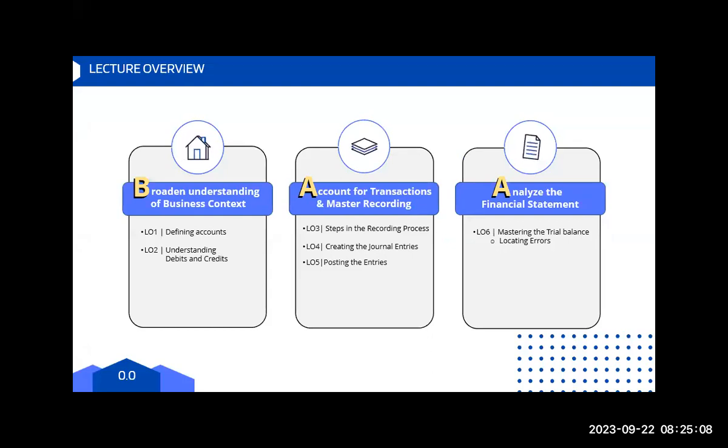Number 2, understand how journal entries work. 3 would be how to post and understand what the ledger is. And then number 4, the trial balance. Right? So that's just 4 things that we want to accomplish for today.